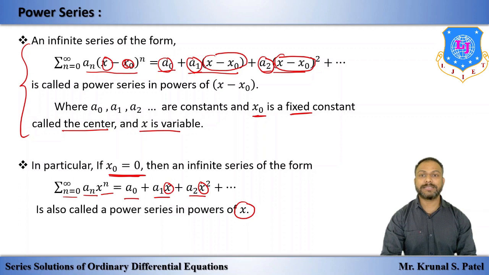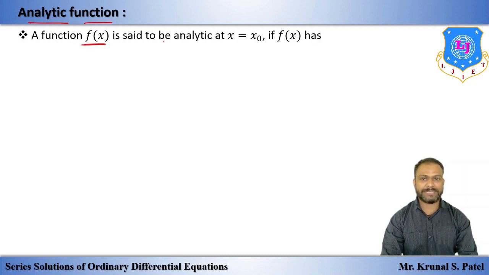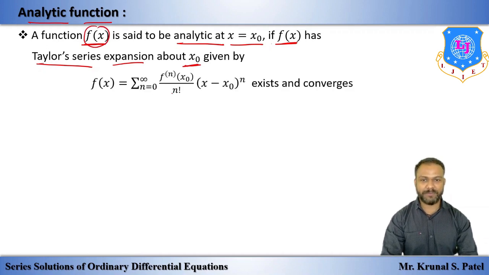Now we will understand what an analytic function is. A function f(x) is said to be analytic at the point x equals x0 if f(x) has a Taylor series expansion about x0. We already studied this in semester 1. The Taylor series expansion of f(x) at the point x0, that is in powers of x minus x0, is given by this. If you put n equals 0, 1, 2, 3, and so on, you will get that Taylor series.